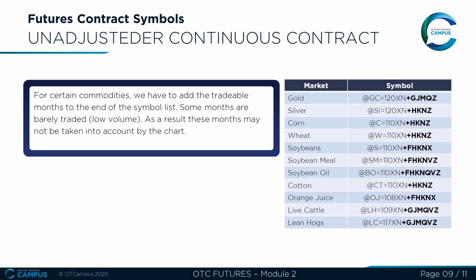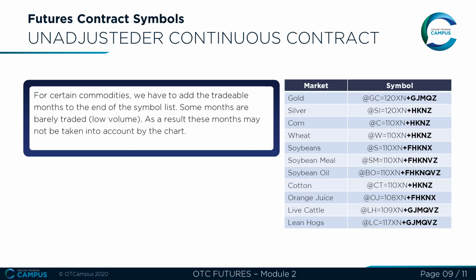For gold, you use @GC=120XN plus GJMQZ. For silver, you use @SI=120XN plus HKNZ. For corn, you use @C=110XN plus HKNZ. For wheat, you use @W=110XN plus HKNZ.